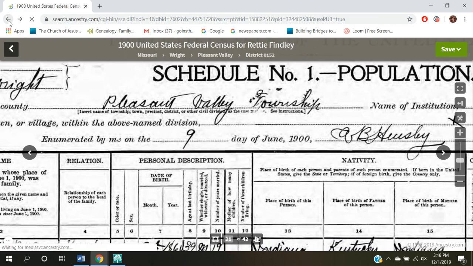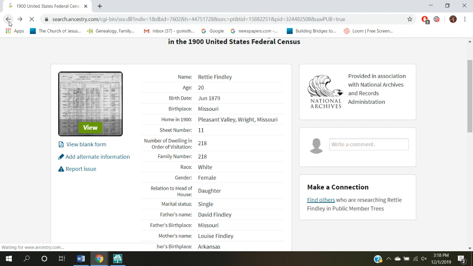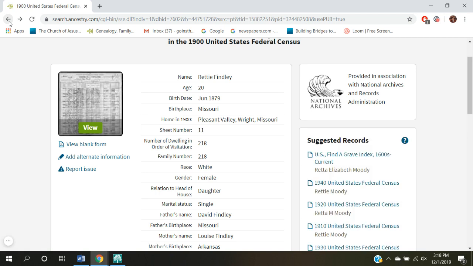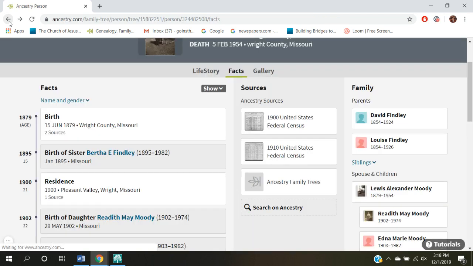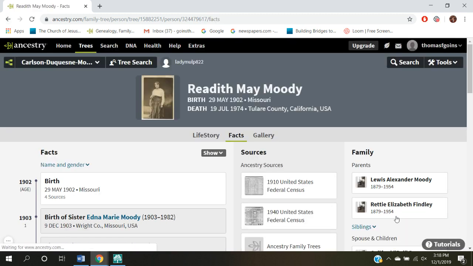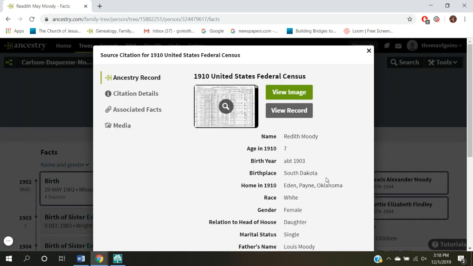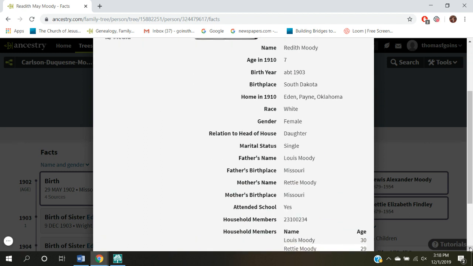Now, if we go back here, we see in the family tree that Redith May Moody was born on the 29th of May, 1902. I'm going to go to the 1910 census, and it says that they were in Eden, Payne, Oklahoma. That's where she and her family were. Lewis, the dad, and Reddy, the mom.